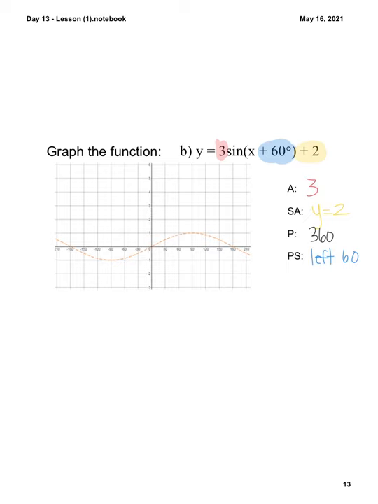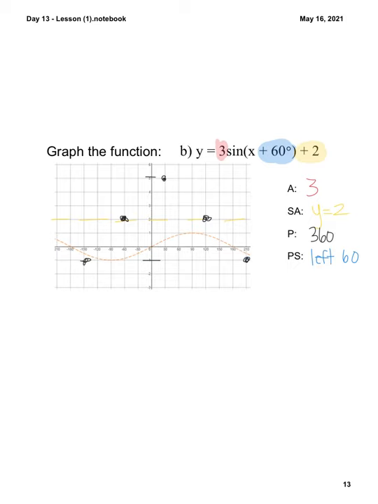All right, so I've color-coded this for you. The number before the sine is a 3. This means that my amplitude is 3. I have a plus 2 at the end. This means that this entire graph is going to be shifted up 2, which means that my sinusoidal axis is at 2. The period's 360 always, every single question. And then because I see this plus 60, I know that this means that I have a phase shift of left 60 degrees. Take a minute, pause it, and I'm going to graph it.